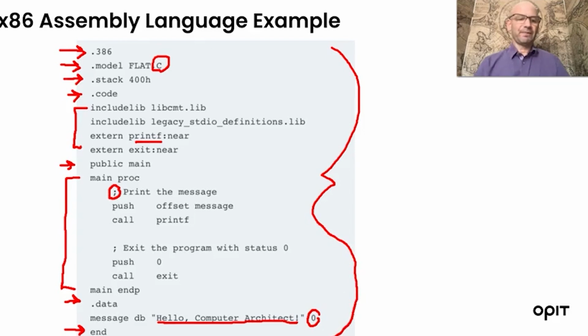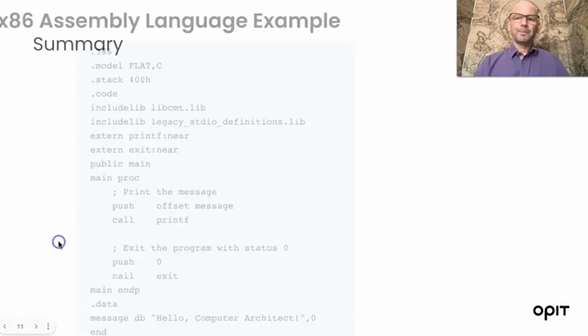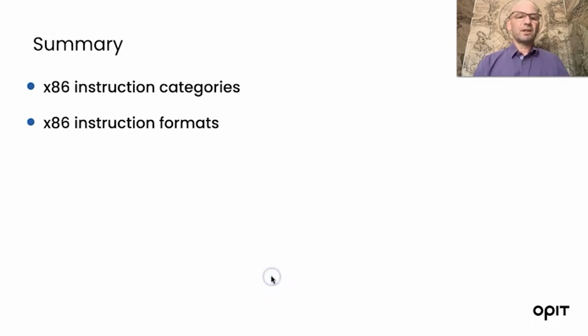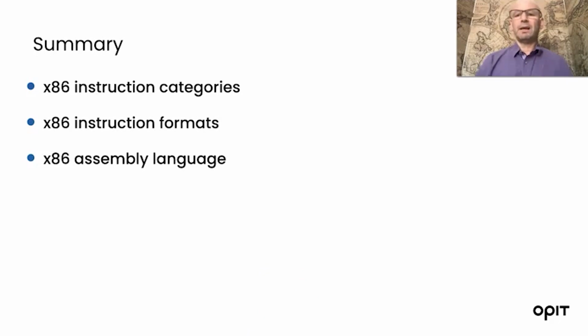All right. So that's all I wanted to talk about in this session. So in this session, we've talked about the different instruction categories that are available for the x86 architecture, the different instruction formats. And then lastly, we've taken a look at a very, very simple assembly language piece of code and gone through the lines to explain what that piece of code actually does.